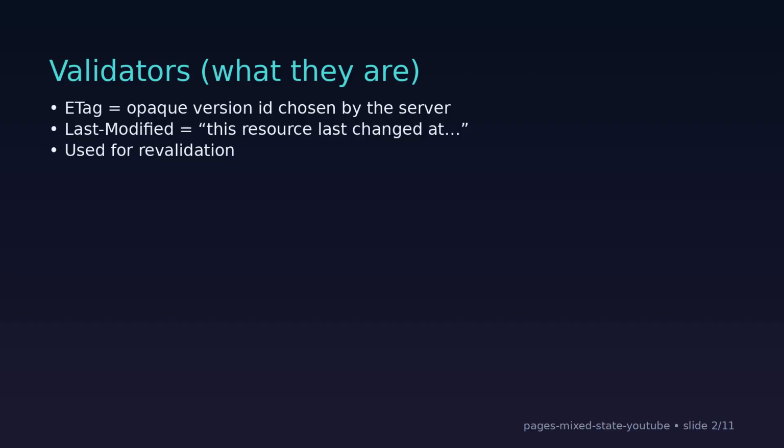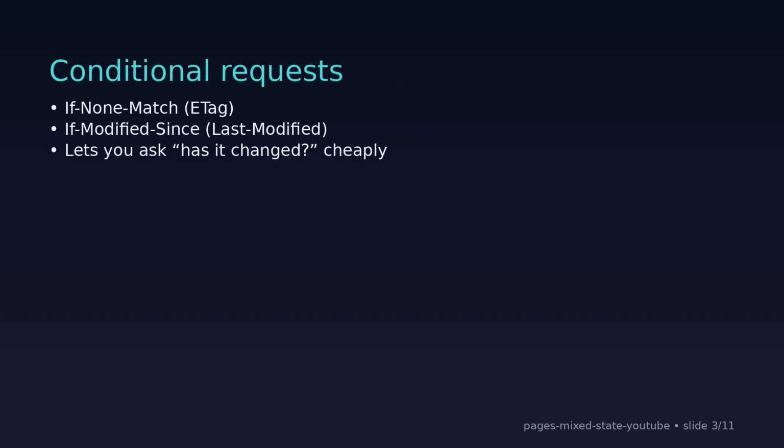ETag is an opaque version identifier chosen by the server. Last-Modified is a timestamp for when the resource last changed. They are called validators because you can ask, has this changed since the version I saw?